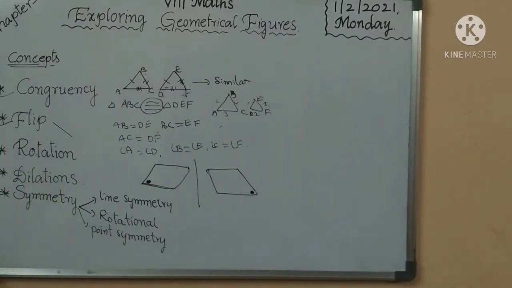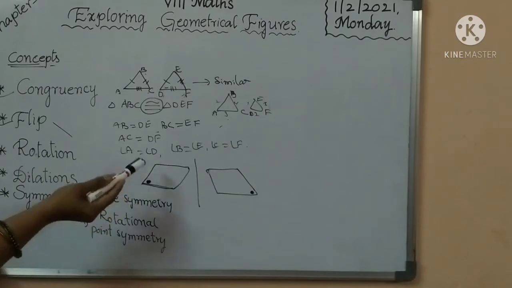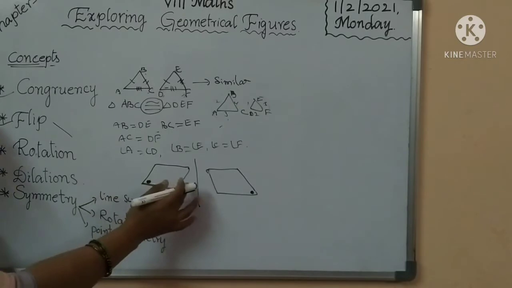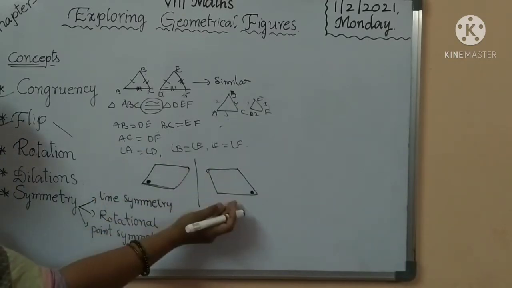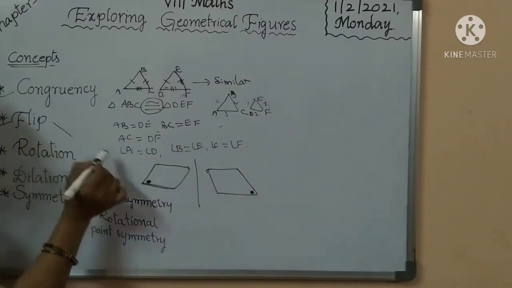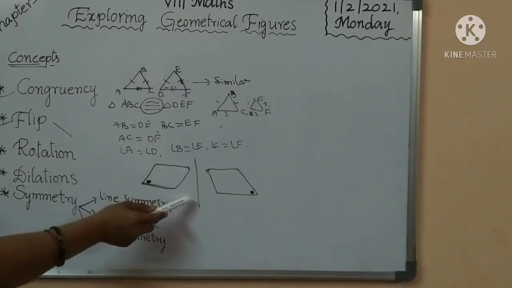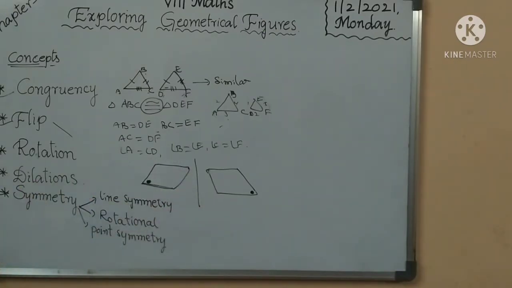Flip definition. Flip is a transformation in which a plane figure is reflected across a line, creating a mirror image of the original figure. So here it is the original figure, it is the mirror image, then it is opposite. Did you understand, children? What is the flip here? Flip is a transformation in which a plane figure is reflected across a line, creating a mirror image of the original figure.